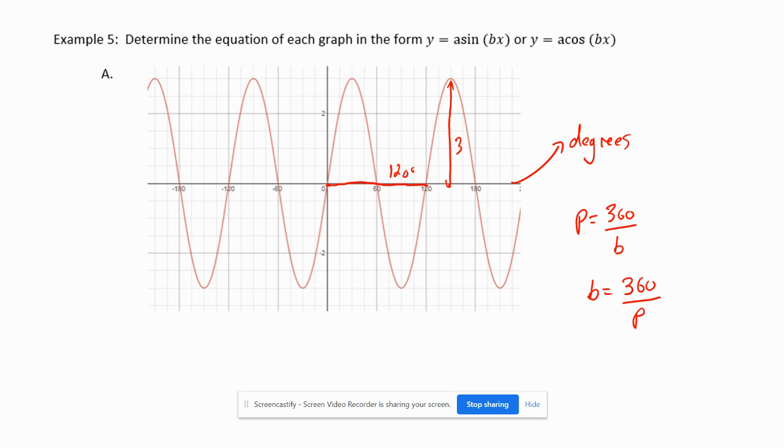Okay, so we know that 120 degrees is the period. So our b value is 360 over 120 equals 3. So this question is going to be y equals 3 sine of 3x. Okay, guys, there's no cosine for this one.